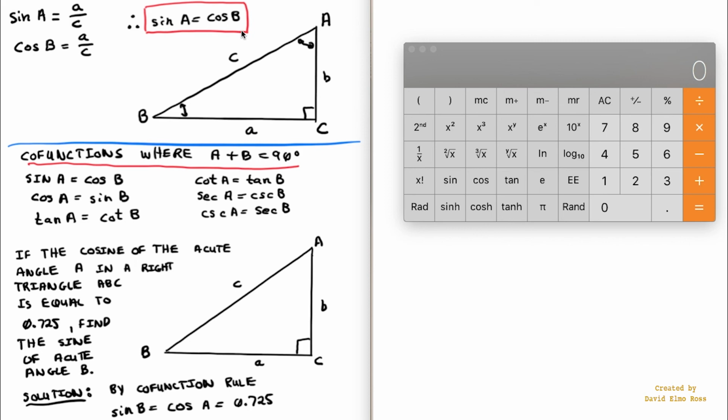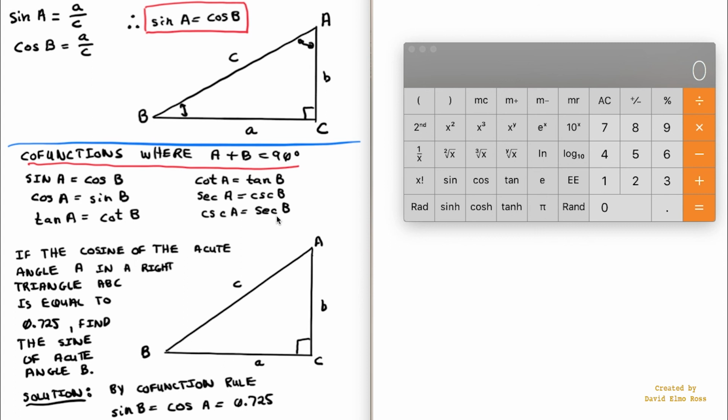These are called cofunctions. The sine of A is the cosine of B, the cosine of A is the sine of B, the tan of A is the cotangent of B, the cotangent of A is the tangent of B, the secant of A is the cosecant of B, and the cosecant of A is the secant of B.